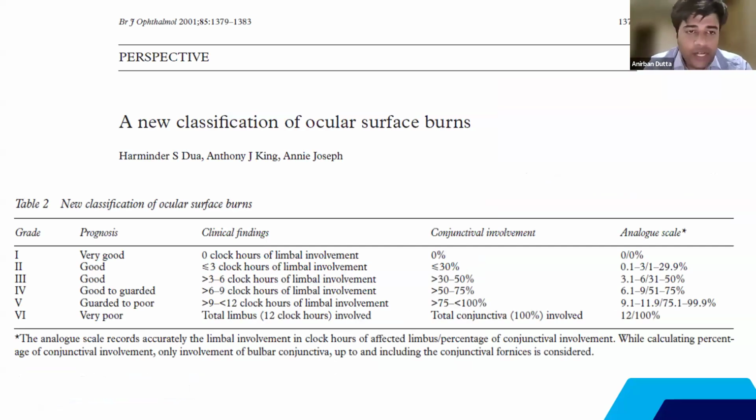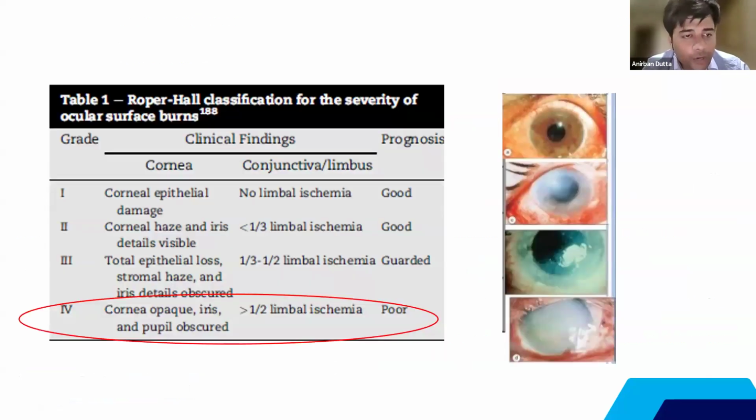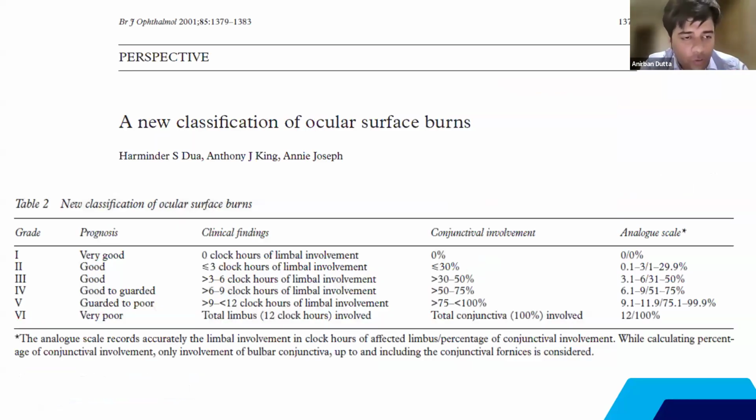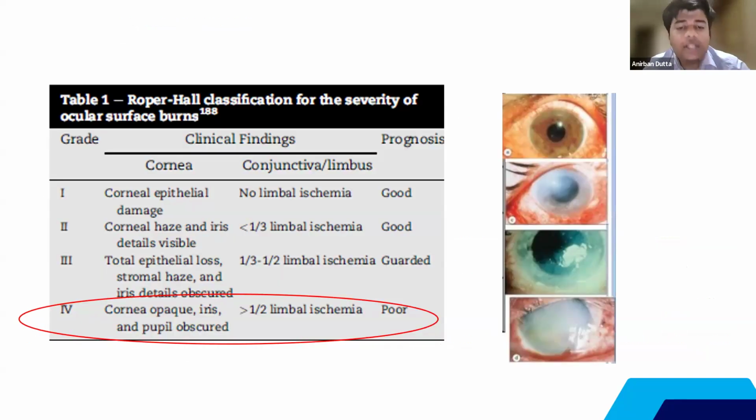Just to reiterate, the difference between Dua's and Roper Hall is this. Roper Hall has 4 grades. The fourth grade will have any patient with more than half limbal ischemia. But what Dr. Dua proposed is that the fourth grade in Roper Hall can be broken down into 3 further grades, grade 4, 5, and 6 in Dua's, based on clock hours of limbal involvement of 6 to 9, 9 to 12, or total. And he counted this as limbal involvement and conjunctival involvement. The word involvement is very important. And Roper Hall is ischemia.